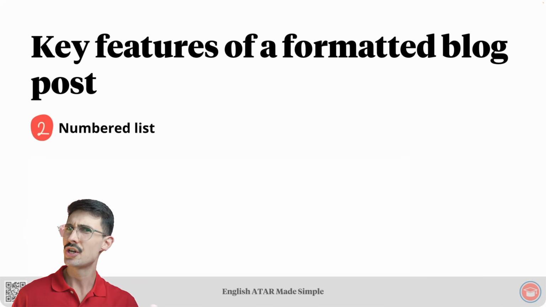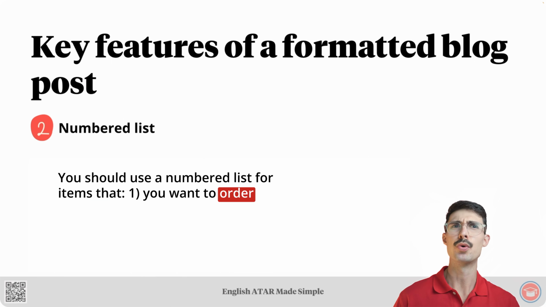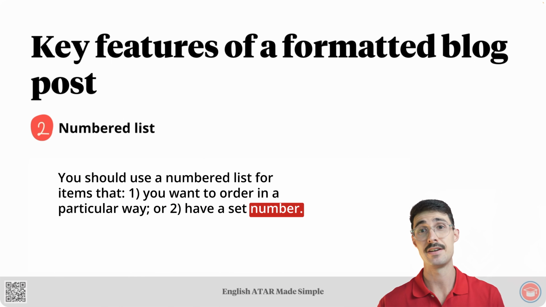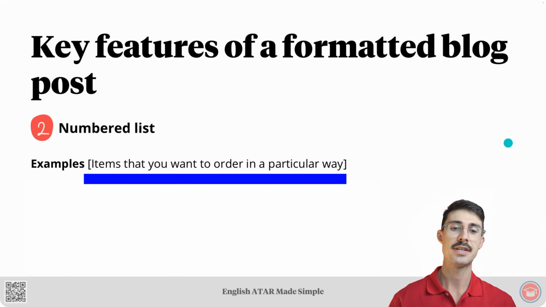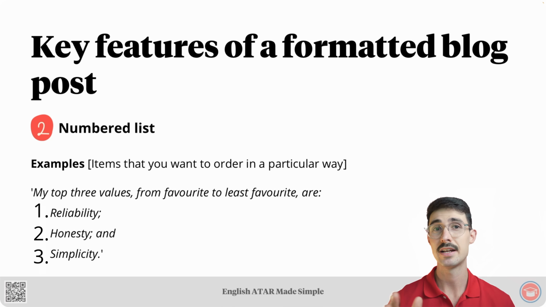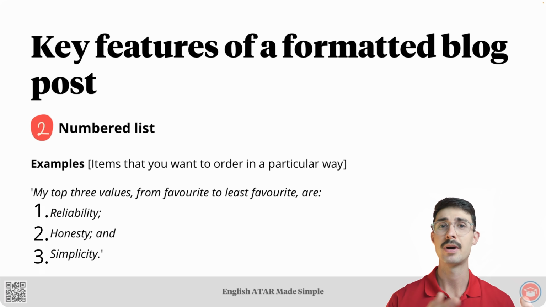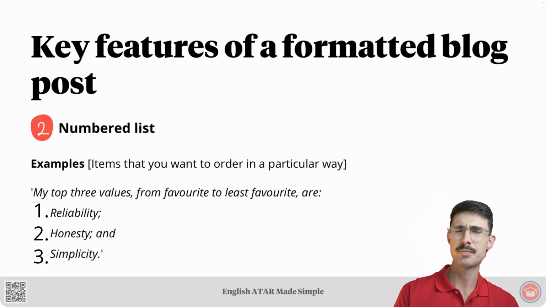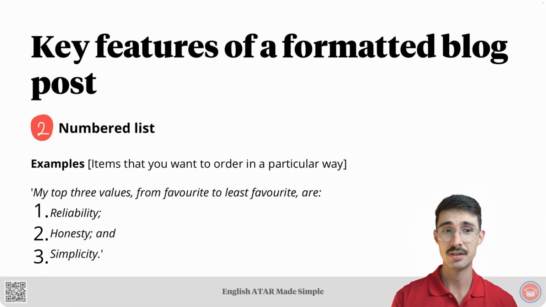When should you use numbered lists? You should use a numbered list for items that you want to order in a particular way or have a set number. Here's one example for each one of those use cases. Starting with items that you want to order in a particular way. My top 3 values from favorite to least favorite are reliability, honesty, and simplicity. In this case, I wanted to order my values from my favorite to my least favorite. I could use dot points for this purpose, but a numbered list made more sense because my number 1 preference is reliability, my number 2 preference is honesty, and my number 3 preference is simplicity.